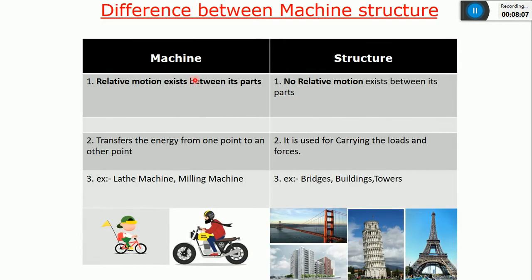And we have discussed the difference between a machine and a structure. If a relative motion exists between the parts, it comes under machine. If there is no relative motion, it is a structure. Examples for machines are a lathe machine, milling machine, a bike, bicycle, all come under machine. Structure means bridges, buildings, and towers.